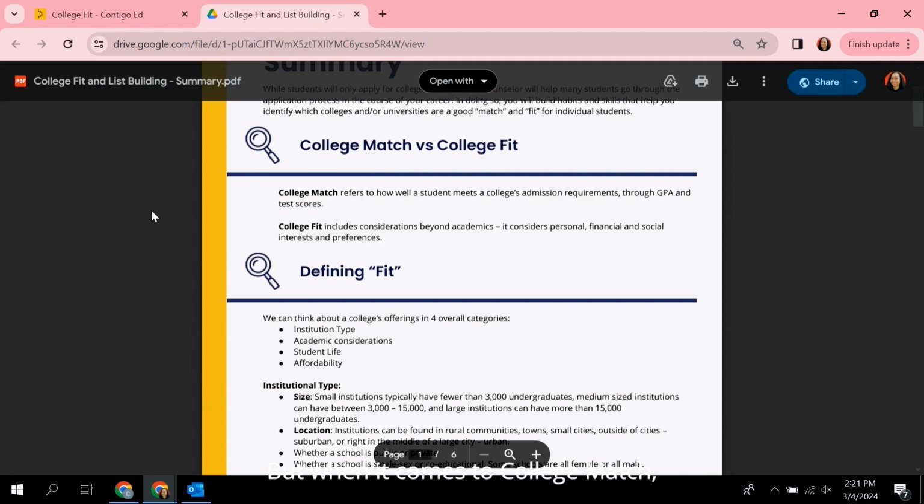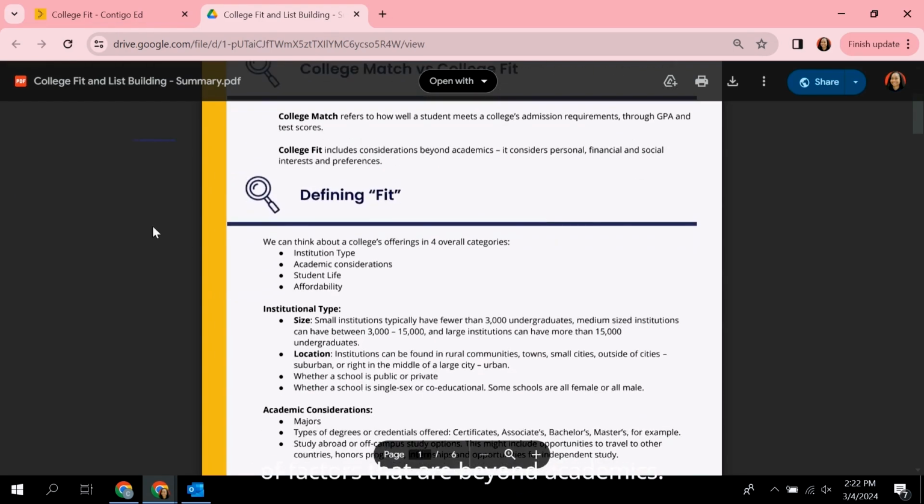When it comes to College Match, that's when students are really looking at the college admission requirements. So does their GPA match the admission requirements? Do their test scores match the requirements? When it comes to College Fit, this is more of factors that are beyond academics. So it could be personal, financial, social, just different preferences that the student would have when looking for a college.